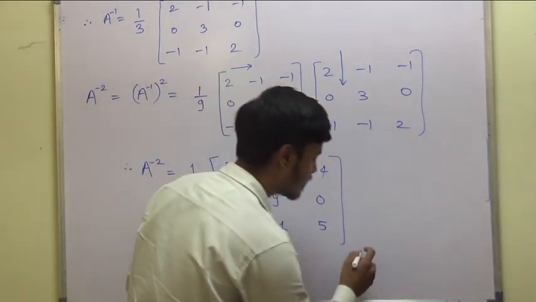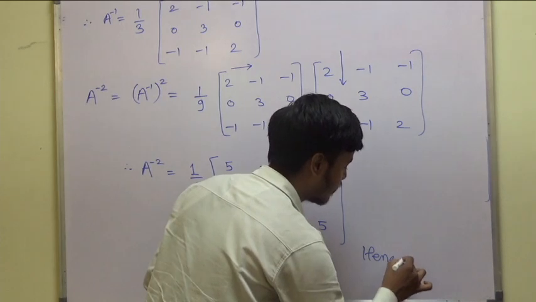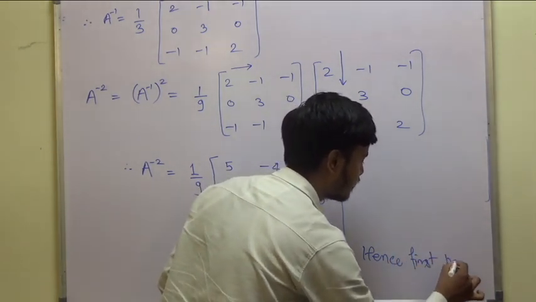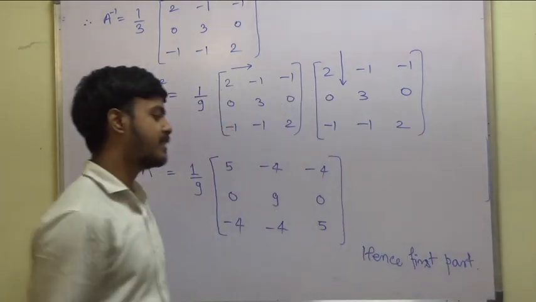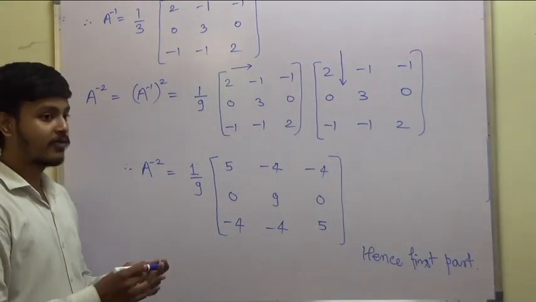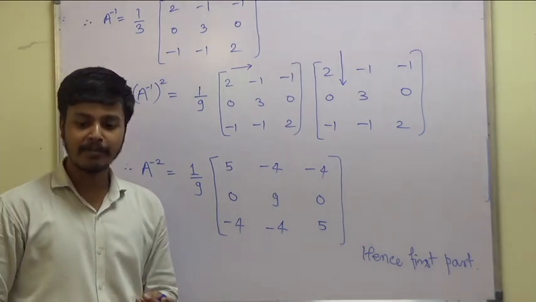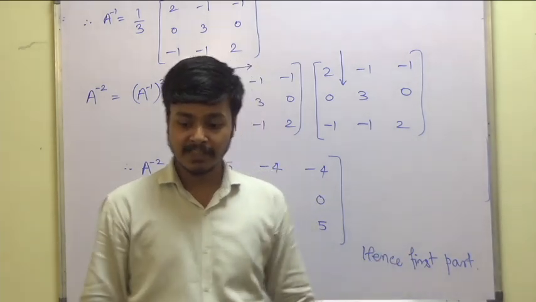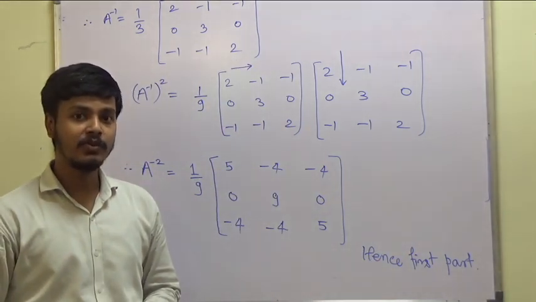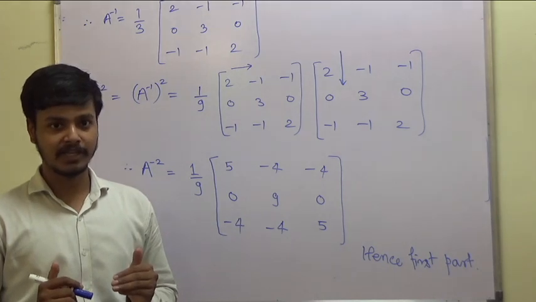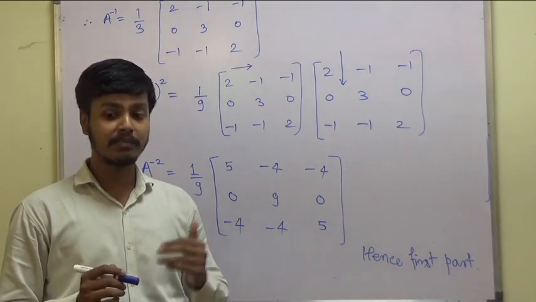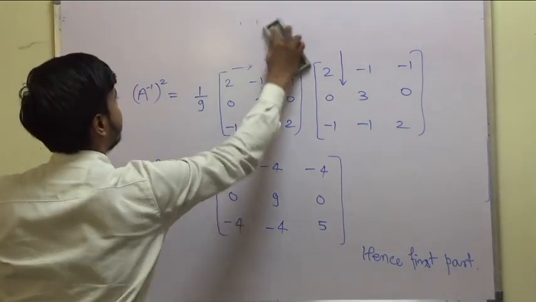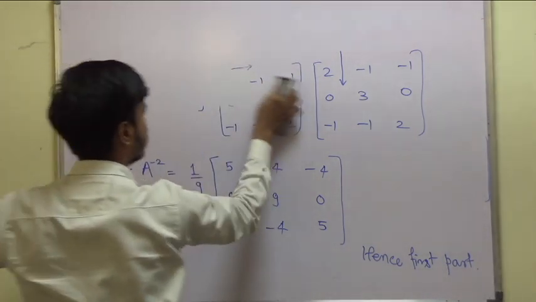This is just the first part. So if you want, you can write, hence, first part. This is just the first part. Now we have to go for the second part. What does the second part say? In the second part you are given a big polynomial of degree 8 and you have to reduce that polynomial. Okay, actually you have to find out the matrix represented by that polynomial. So let me write down part 2.